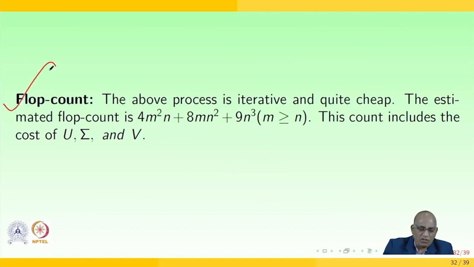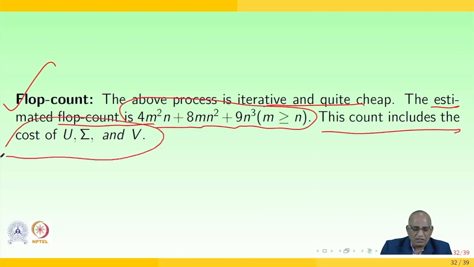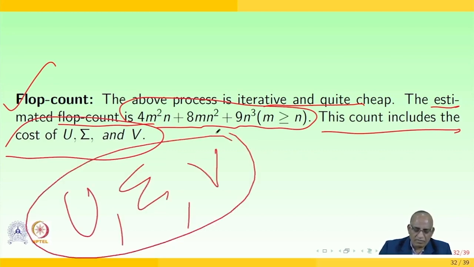Flop count. The above process is iterative and quite cheap. The estimated flop count is 4m squared n plus 8m n squared plus 9n squared, for m greater than or equal to n. This count includes the cost of computing U, sigma and V.